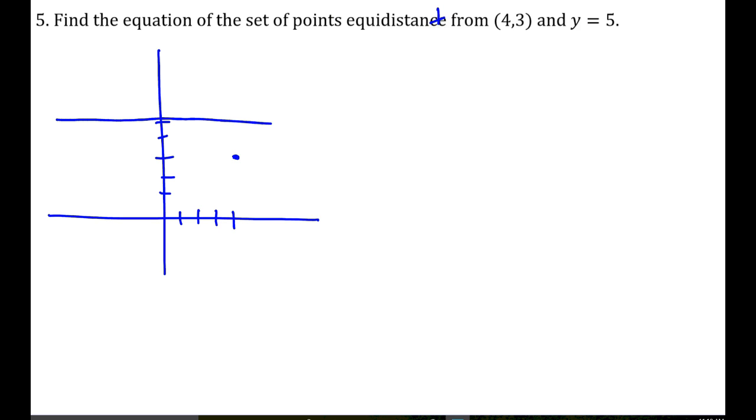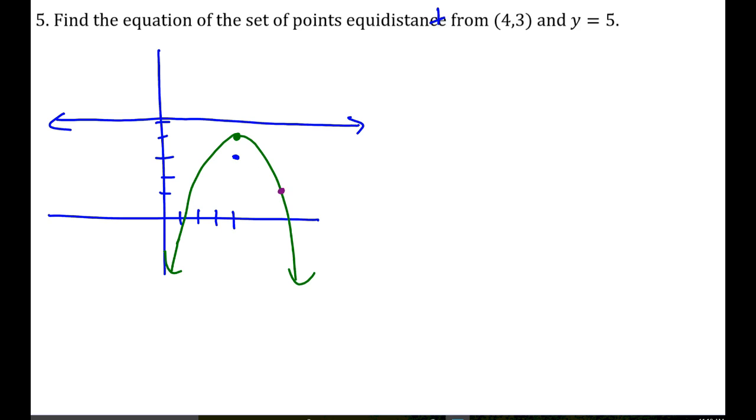5. Find the equation of the set of points equidistant from the point 4, 3, and y equals 5. Let's sketch that. 4, 3. So there's my directrix, y equals 5. So if that's my focus, I know my vertex is right there, and this parabola opens down, because that parabola needs to protect the focus from the directrix. The parabola doesn't cross the directrix, it goes away from it.